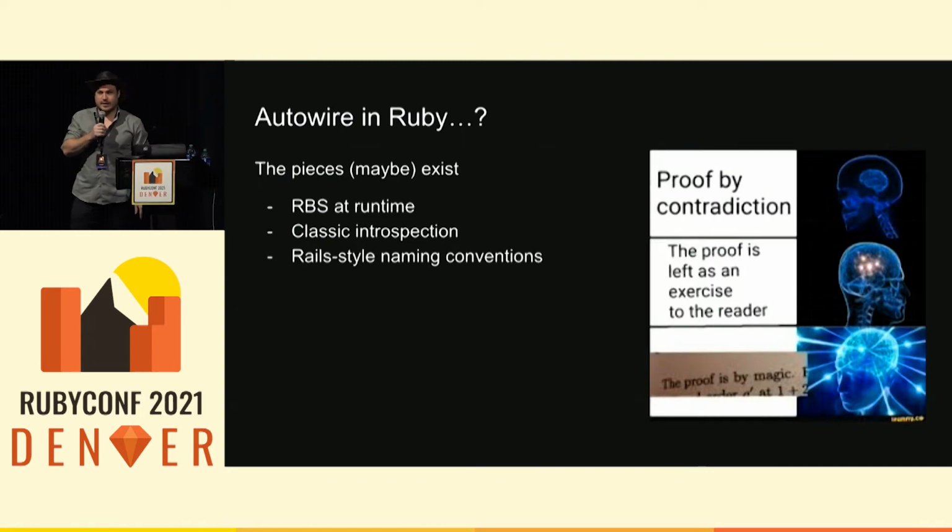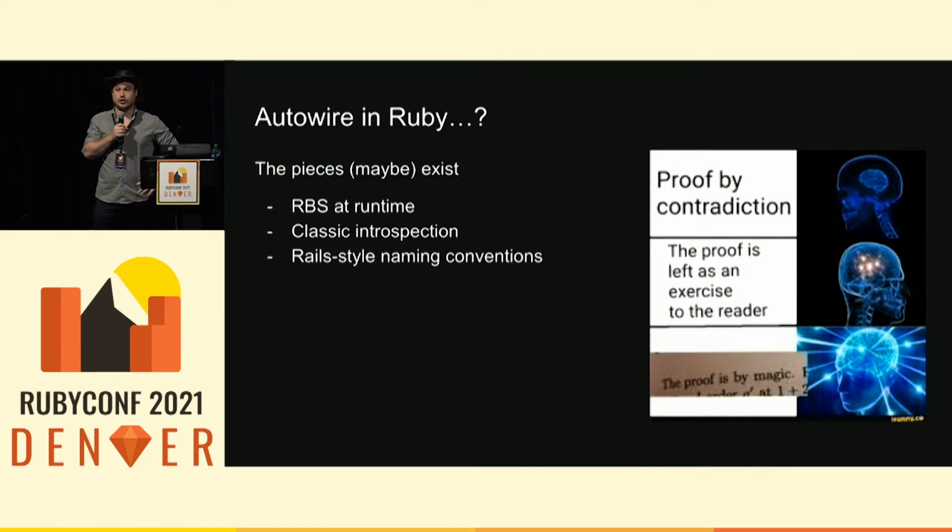So theoretically, we could create some sort of auto-wire system using the new type system, because it is available at runtime. We can use any of our classic Ruby introspection tricks. And of course, this is very similar to the Rails-style naming conventions, even if it is forking off of a fundamentally different set of operations.